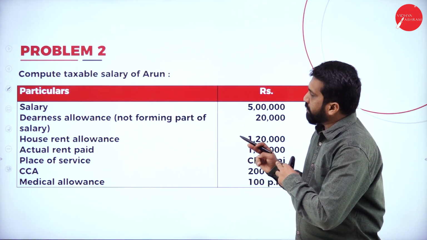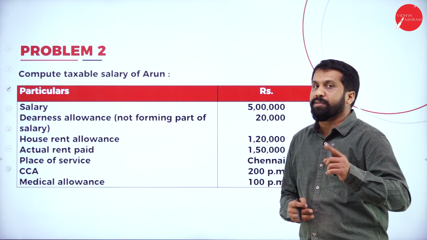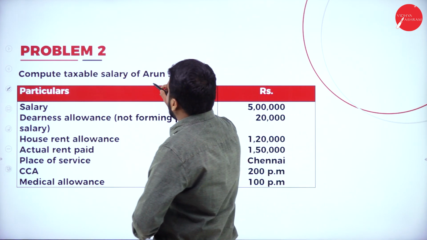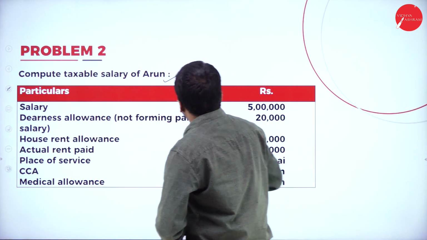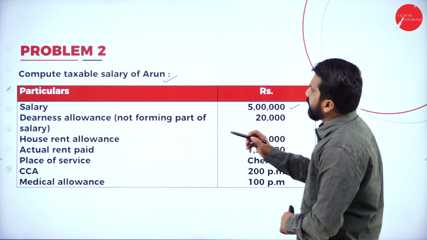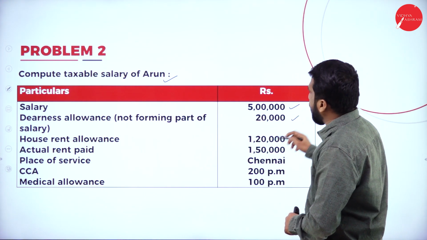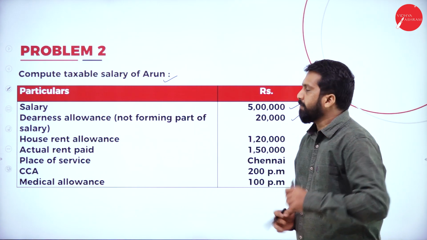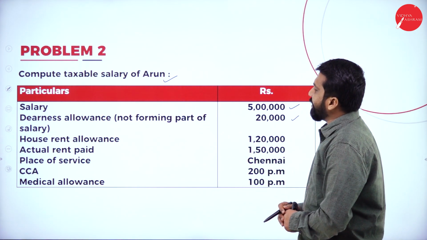Again, for problem number 2, we'll just see the question, and again I'll go back to the concept class. Now, compute the taxable salary of Arun. You have a salary of 5 lakh. Then Dearness Allowance, DA, you have. They have given it as not forming part of salary. I'll tell you why. Now, house rent allowance.